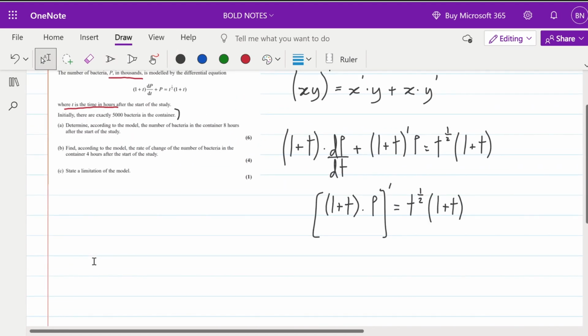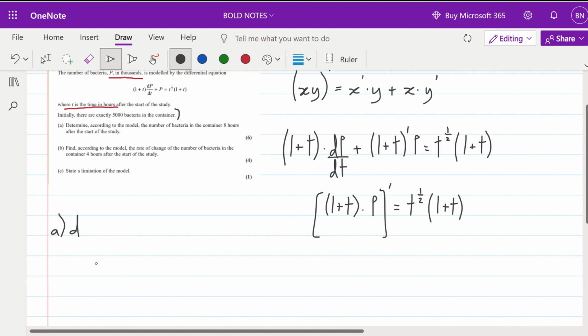So the first step you should always do is ensure that there is nothing in front of the derivative, so dp by dt. This first step is so crucial because if it doesn't work out nicely, you can't get your differential equation to work out at all. So you have to just have dp by dt on its own. So here obviously we can divide everything by 1 plus t.